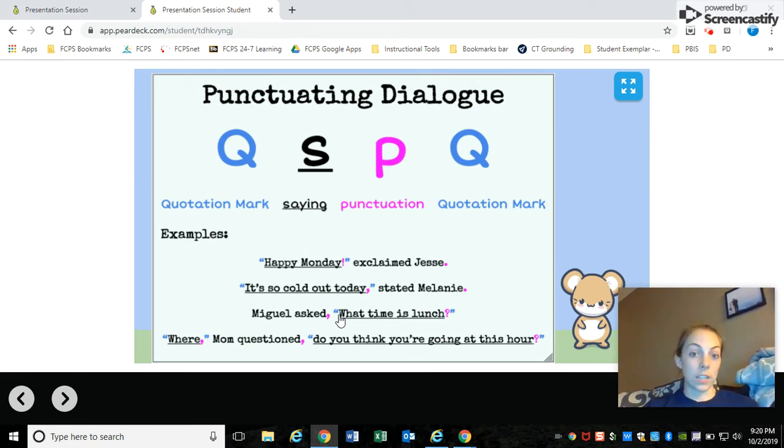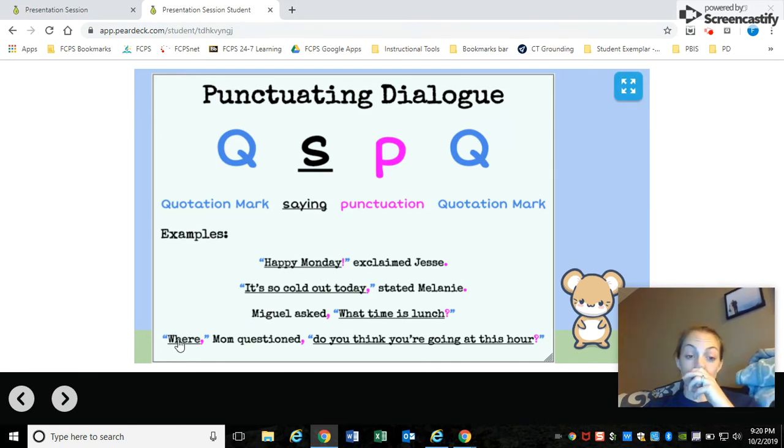Because this is the hardest type, when you have the dialogue tag smack in the middle of the sentence. So right here, we have, "Where," mom questioned, "do you think you're going at this hour?" So our dialogue tag is "mom questioned." Now, mom did not actually say those words, but she did say the word "where," and she did say, "do you think you're going at this hour?" So her saying is split. So when the saying is split like that, you actually have to do QSPQ 2 times.